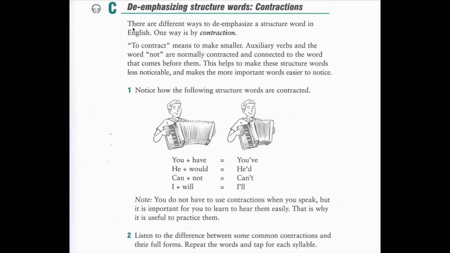There are different ways to de-emphasize a structure word in English. So one way is by contraction. Now, to contract means to make smaller. Auxiliary verbs, or sometimes called helping verbs, and the word not are normally contracted and connected to the word that comes before them. This helps to make these structure words less noticeable and makes the more important words, the content words, easier to notice. Now, notice how the following structure words are contracted.